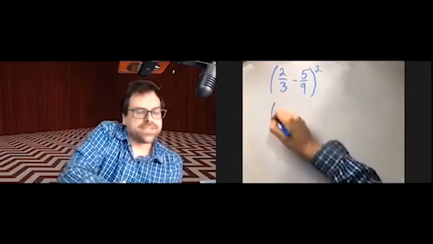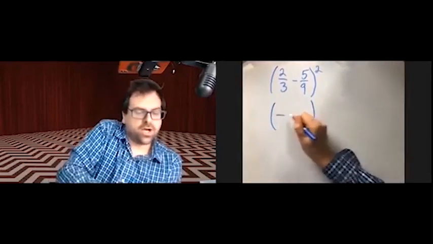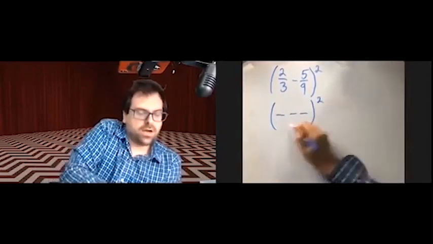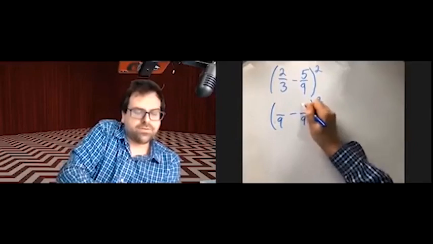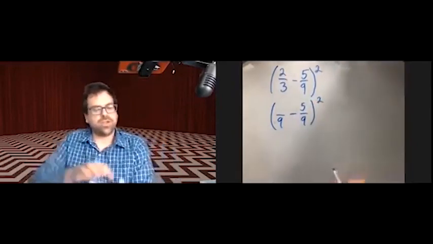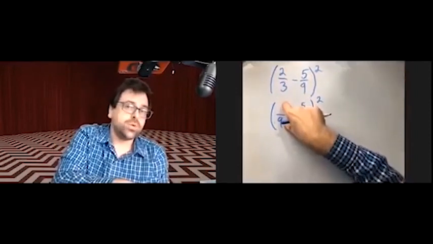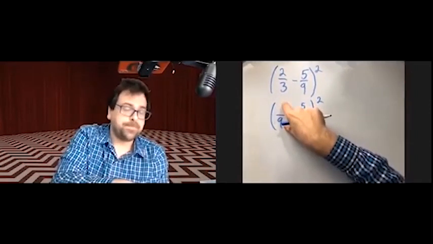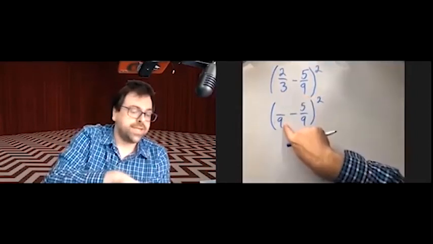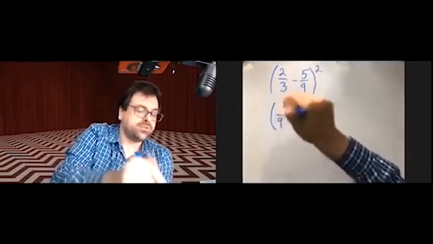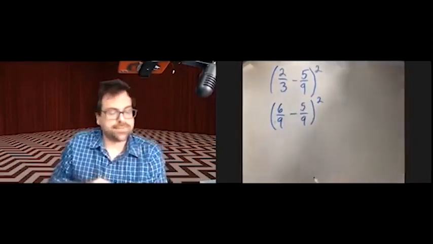So inside the parentheses, we're subtracting. We're going to need a common denominator of 9. So the 5/9 doesn't change. Everything else is the same, but we need to change 2/3 to an equivalent fraction. 3 times 3 is 9. 2 times 3 is 6.